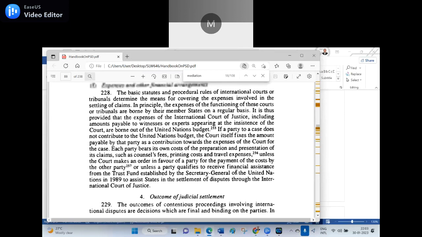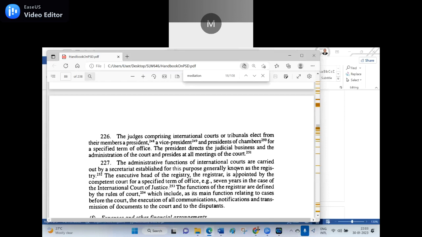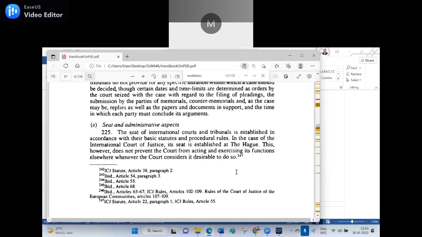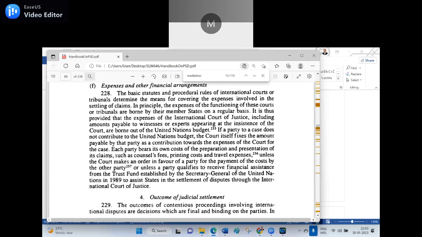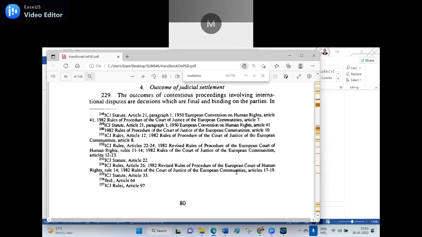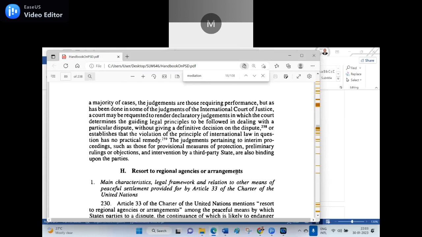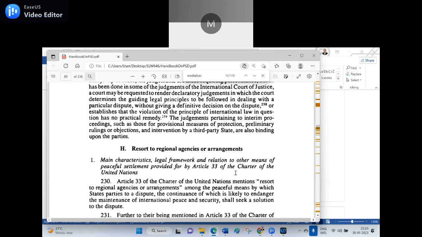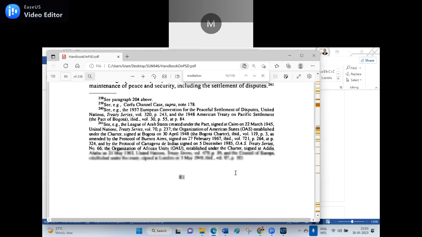For instance, here it is given what is the outcome of the judicial settlement. Generally, we follow what is given by the judicial settlement, the outcome. The same thing will be binding on the parties. If they are not happy, under Article 60 it is final, but the party can approach the same International Court of Justice for review. That is the only thing. Is it clear?